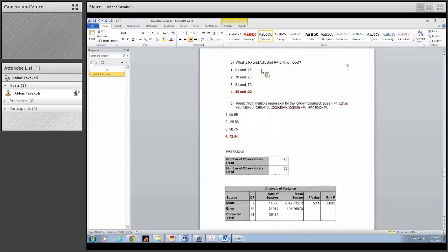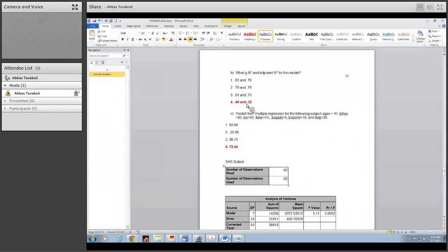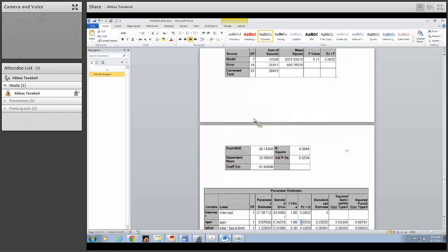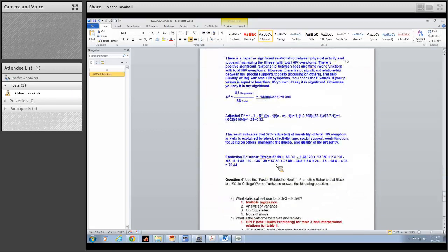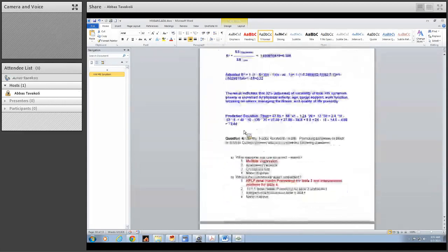What are the R square and adjusted R square? Again, looking at R square, it's almost 0.4, and adjusted is 0.32. That is the correct answer. Predict from multiple regression for the following subject: age 41, physical activity 20, TSS 50, TT time 10. Those are the values you want to replace in the prediction equation. If you replace those and calculate, you get 72.44. That's your correct answer for that problem.